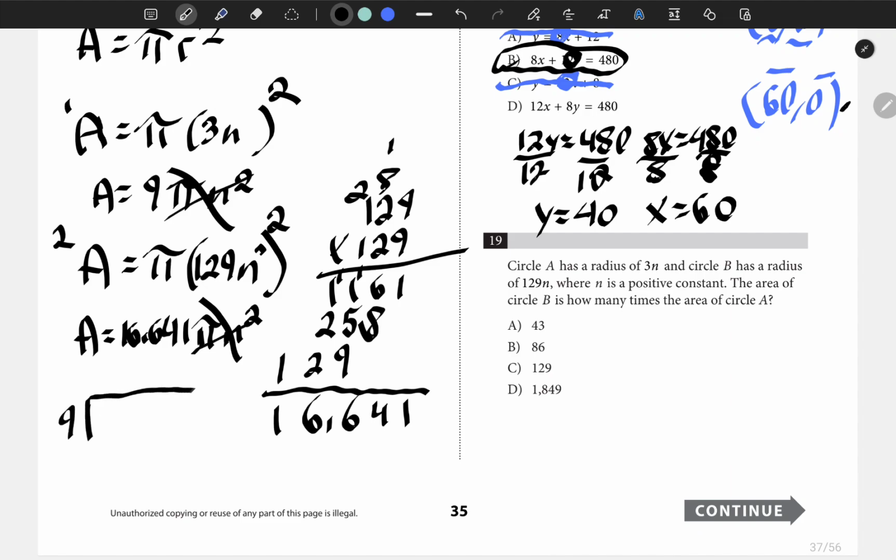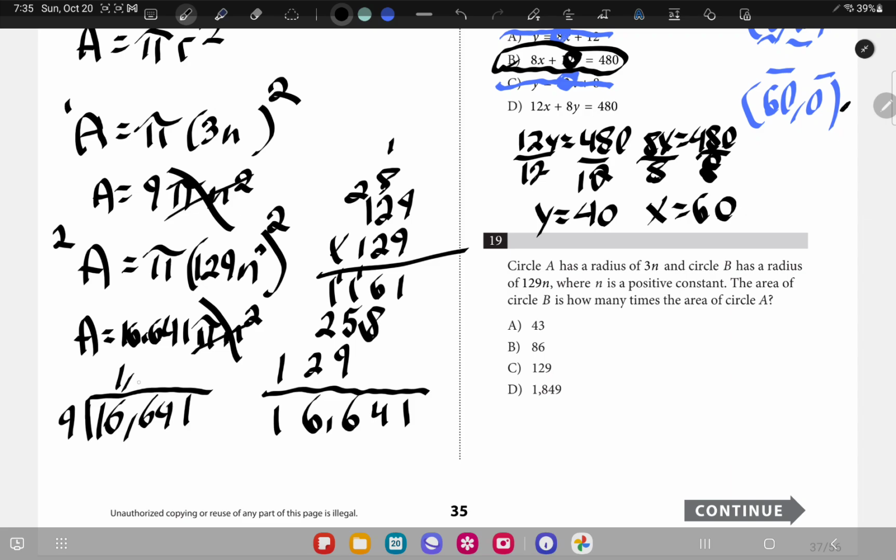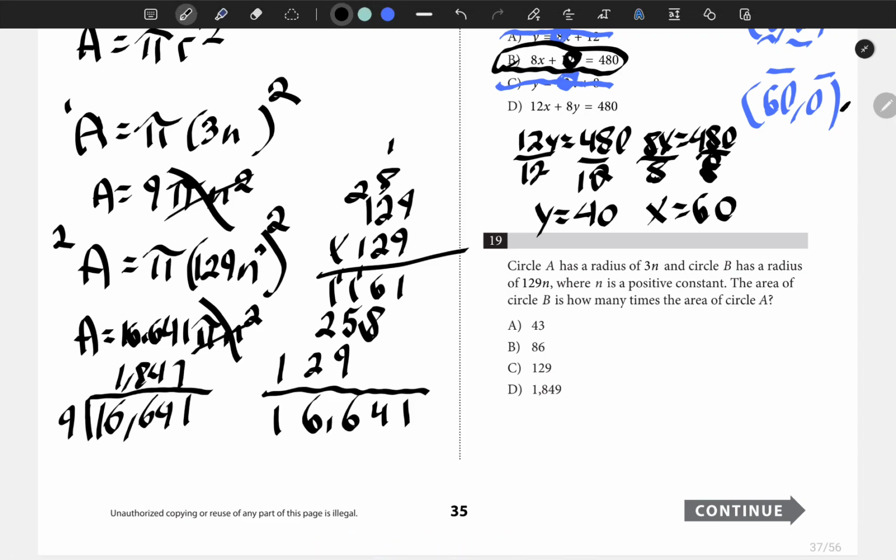So you would have to do long division, which I'm not going to do because then this video will be forever. Your answer for this one would just be 1,849. And don't believe me, go ahead and do the math. Do it on the calculator, don't do it by hand. But like I'm saying, if you're having trouble with long division or long multiplication, then this is definitely not your problem. Skip it for right now. Come to it later and just kind of guess on it. Because I'm pretty sure you can decide, okay, it's not 43. It's not 86. It's such a big number. It has to be something big. So yeah, my answer is just D.